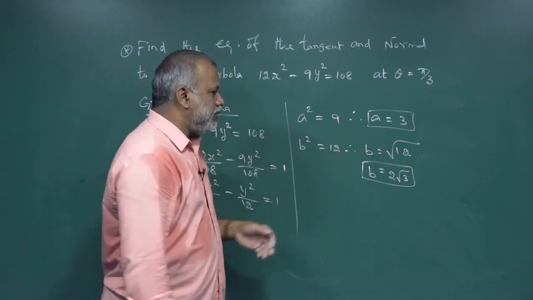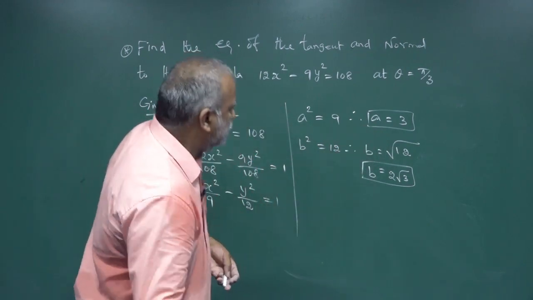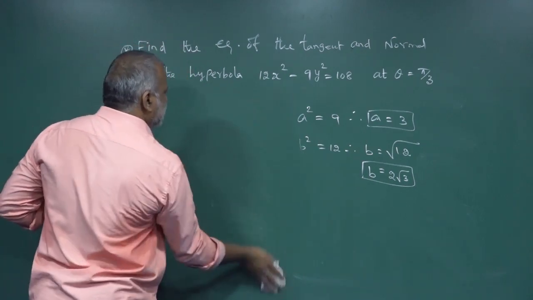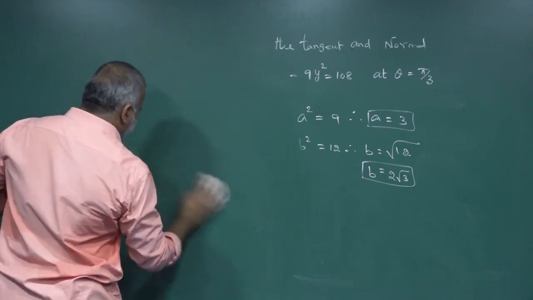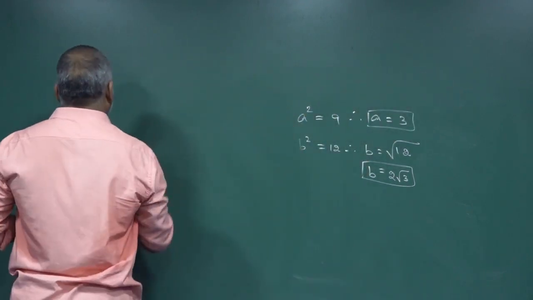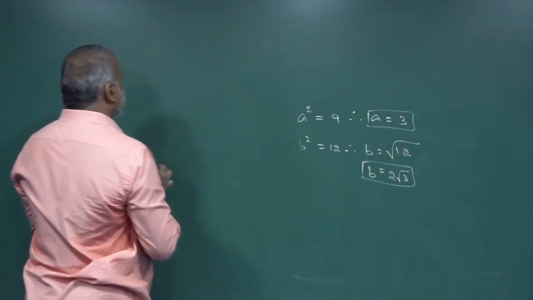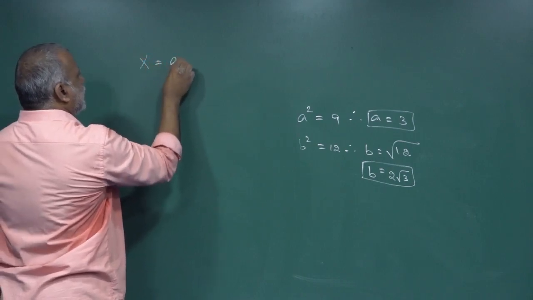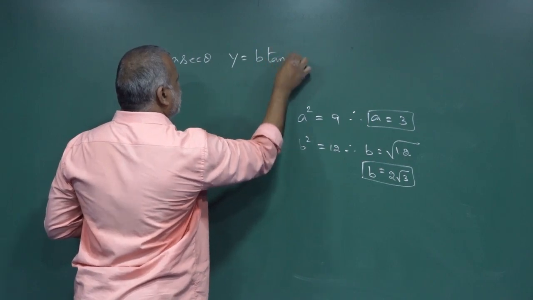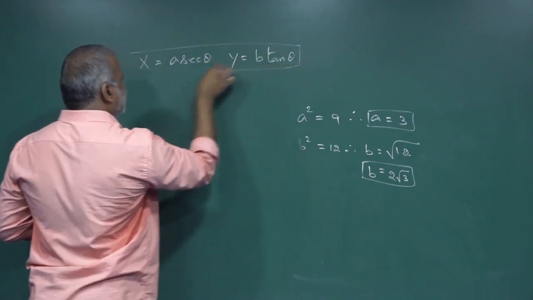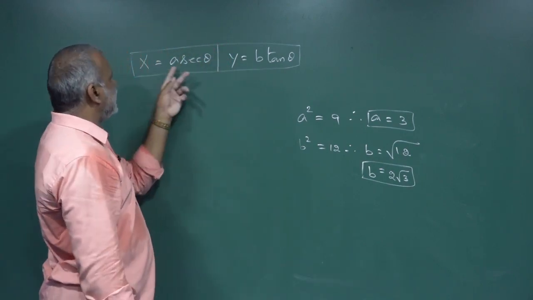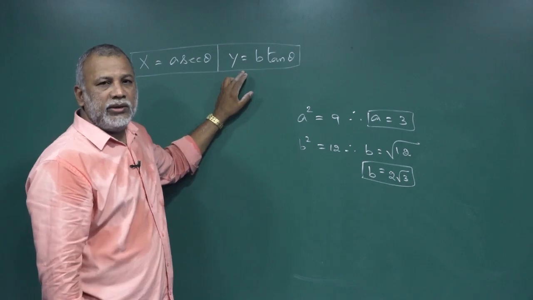Then, what is the procedure? Now, we need the parametric equation. What is the parametric equation of a hyperbola? Parametric equation of the hyperbola is x equal to a secant theta, y equal to b tan theta. This is the parametric equation of the hyperbola.